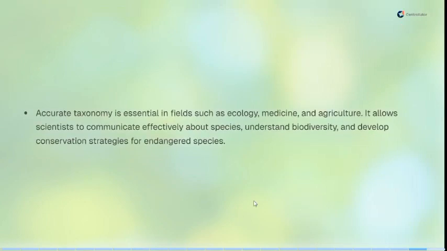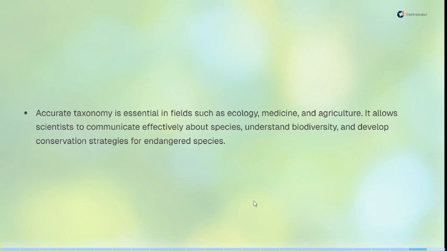Accurate taxonomy is essential in fields such as ecology, medicine, and agriculture, and this is necessary because it allows scientists to communicate effectively about species, understand their diversity, and also develop conservation strategies to prevent species from going extinct, especially species that are termed endangered species.